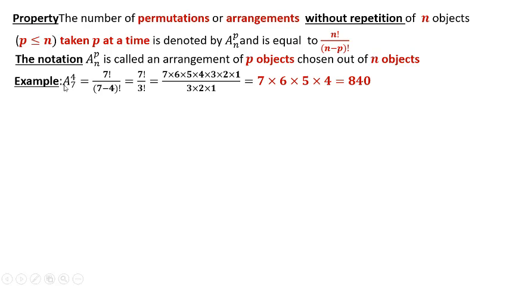Direct example. Arrangement of 4 objects chosen out of 7 objects will be 7 factorial divided by 7 minus 4 factorial, equal to 7 factorial over 3 factorial. But 7 factorial is just 7 multiplied by 6 multiplied and so on until reaching 1, and 3 factorial is 3 multiplied by 2 by 1. Carry out 3 by 2 by 1 up and down to get the answer 840. You may use a calculator to perform directly the value of A4 out of 7.